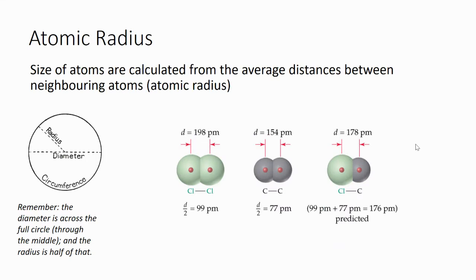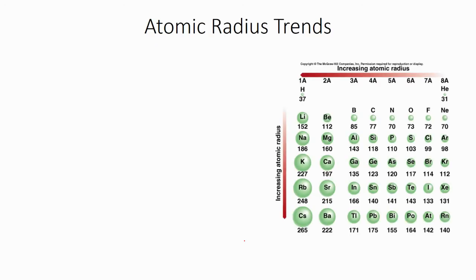This is the size of the atoms calculated from the average distances between neighboring atoms. So if we've got two atoms and they've got the nucleus, it is the distance between these nuclei. Remember, the radius is half of the diameter. So we're just basically talking about the size of atoms and ions.